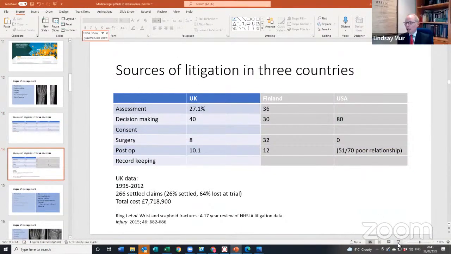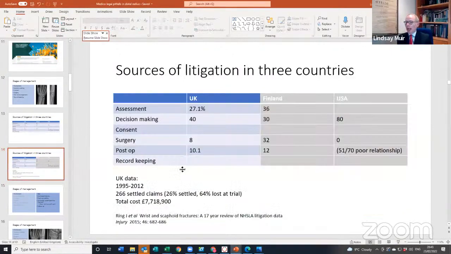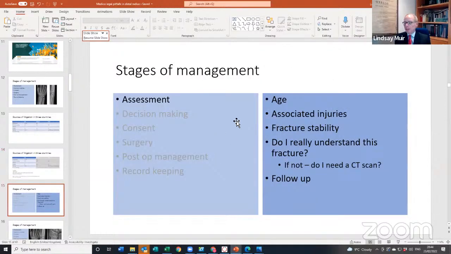Sorry about that. So, this is litigation, and this was published in Manchester. If you look, assessment and decision making: that's deciding what you're going to do and assessing them, and following them up with X-rays, as Suma said at the beginning, will drive your decision making as to whether you're going to operate or not. Surgery had a remarkably low number of claims, but I think that's probably more now. The ones I see are rather more related to surgery. And then the post-op management, for instance, you didn't spot the hematoma or the infection or the CRPS. So let's go through each of these stages.